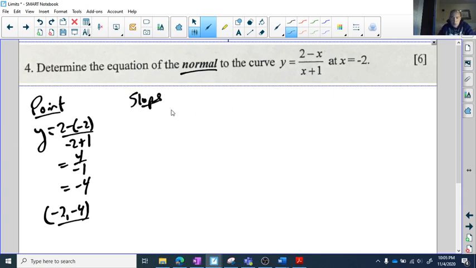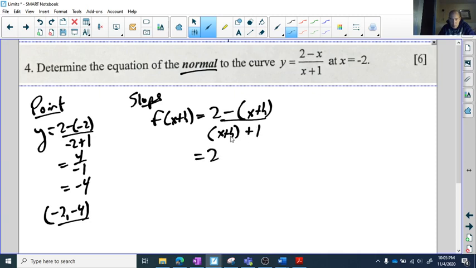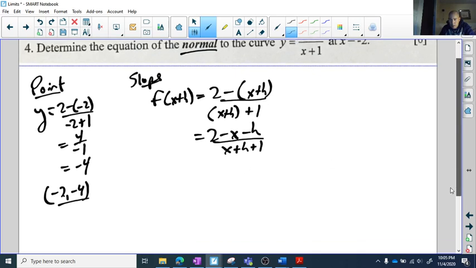Well, for the slope we're going to use that same formula, so I'm going to need to know what f at x plus h is. 2 minus, when you substitute your x plus h, make sure you put it in brackets. Wherever there's an x, replace it with x plus h. So now this will be 2, and this negative is going to distribute through here and give me 2, take away x, take away h, over x plus h plus 1. On we go to our formula.